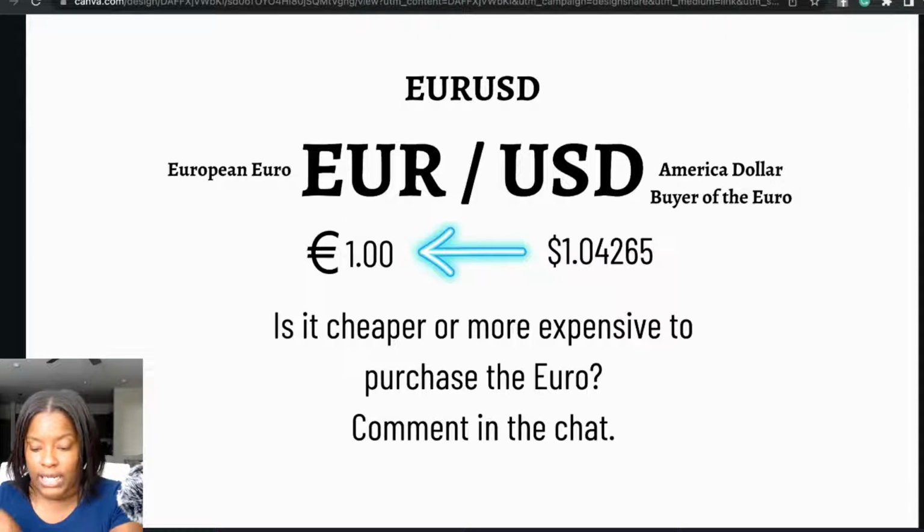Another name for an exchange rate is conversion rate. Okay, that's another name for it. I'm glad you're answering that question. I love it.